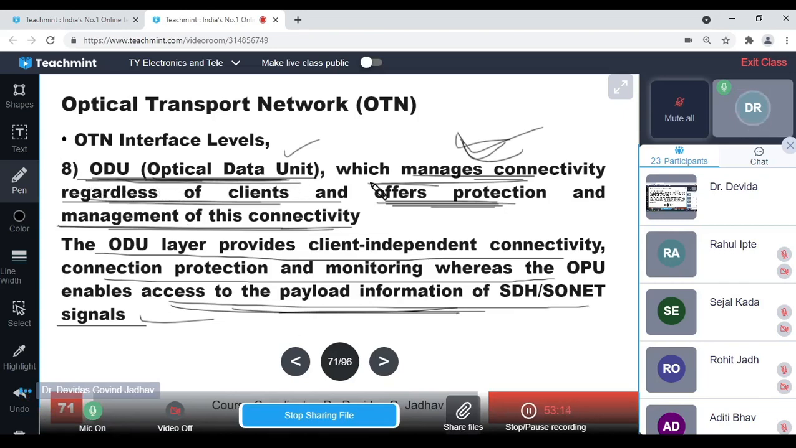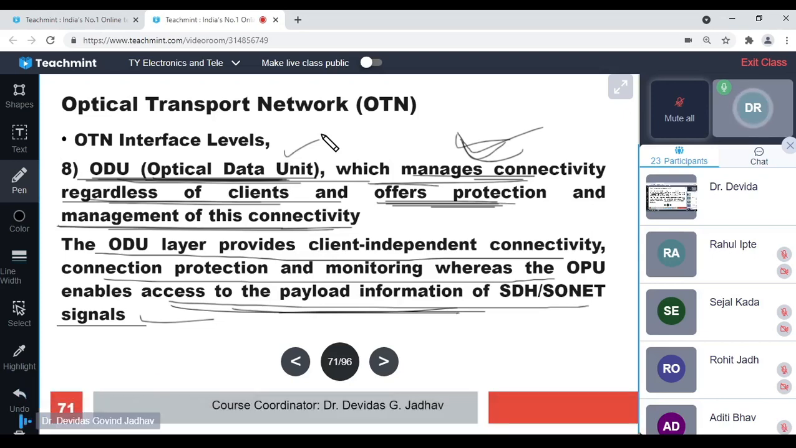Here it is optical data unit, ODU, and OPU is optical payload unit. So the data unit manages the connectivity and data transfer, and OPU manages the access, that is sharing of data, taking the data and delivering the data. Whereas once taken, data is connected into the branches from one end to the other end by ODU. So optical data unit manages the connectivity regardless of the client.